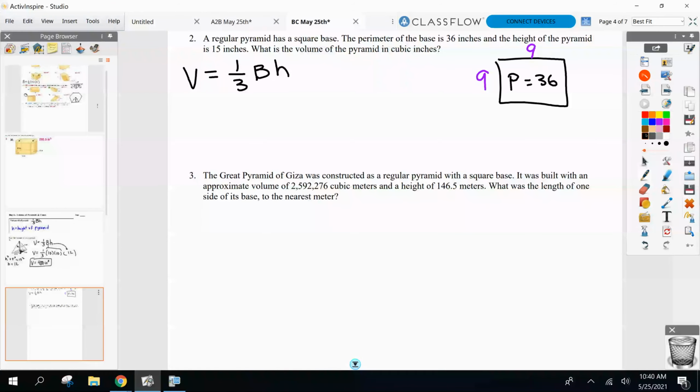Base times height. Length times width. So I got 1/3. Now I'm going to use 81. And the height they give me already is 15. Boom! Any issues on how I went from perimeter of 36 to an area of 81? We're all solid there? The answer, 405 cubic inches.